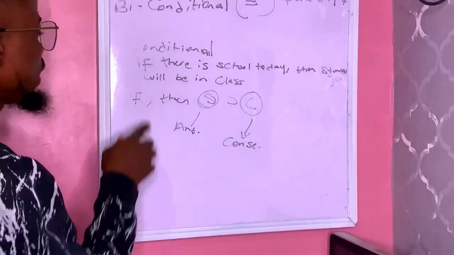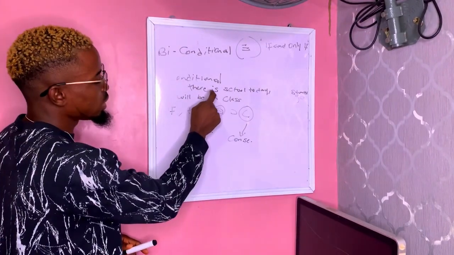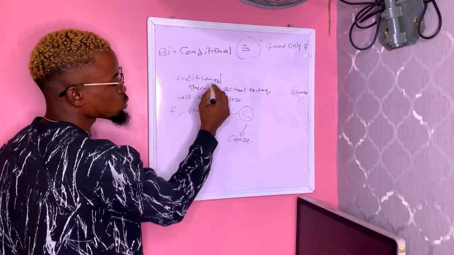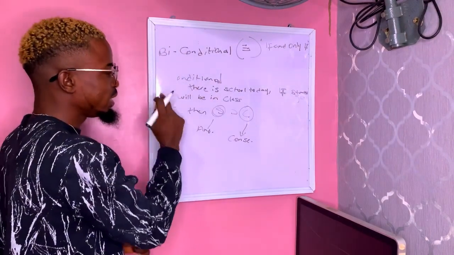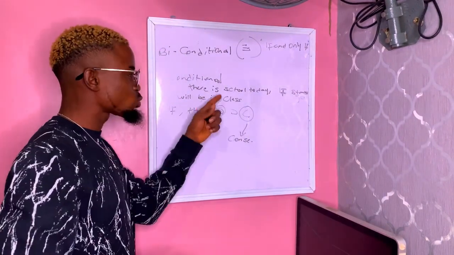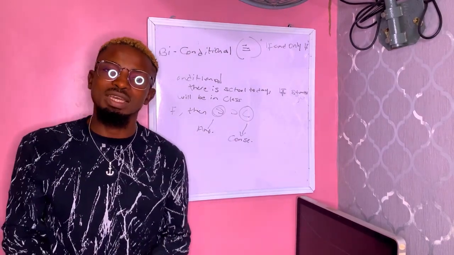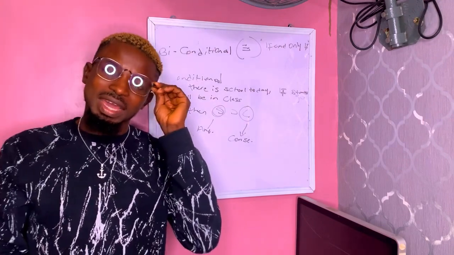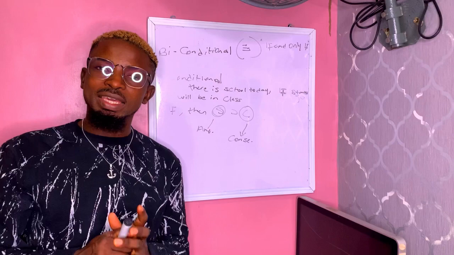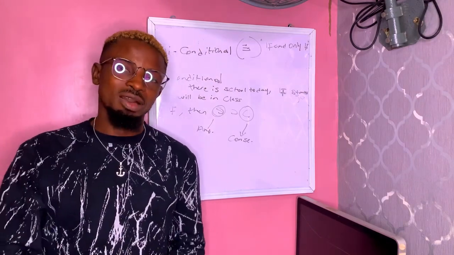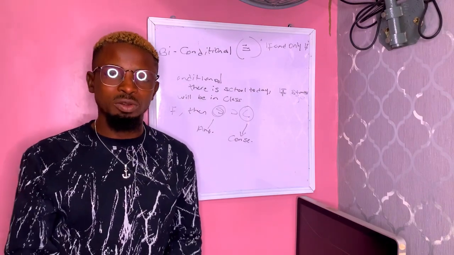Let me give an example. Let's say we have something like, there is school today if students are in class. Don't forget the rule of conditional. The rule of conditional states that there is what we call antecedent and there is what we call consequent. Any word that is coming immediately after if is our antecedent, then the other one is our consequent. And when you are symbolizing, you symbolize the antecedent first before the consequent.